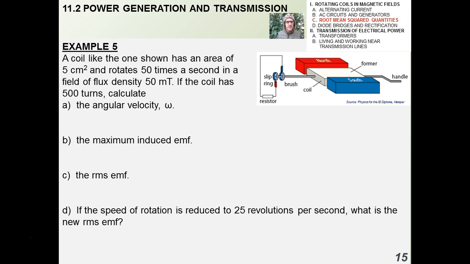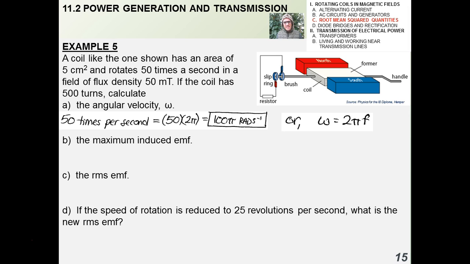All right, this is a better example. Try this one. A coil like the one shown has an area of 5 square centimeters and rotates 50 times a second in a field of flux density 50 millitesla. In other words, the strength of the magnetic field is 50 millitesla. The coil has 500 turns, so now N is no longer 1. I want you to solve A through D. Why don't you pause the video and give it a try?